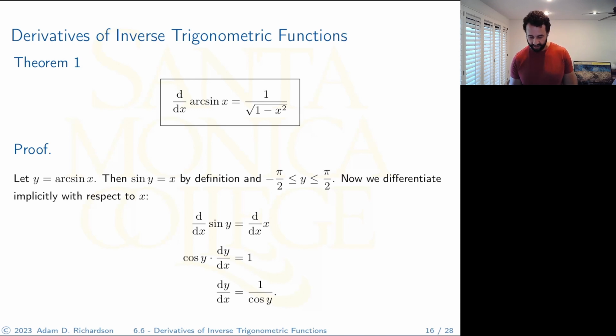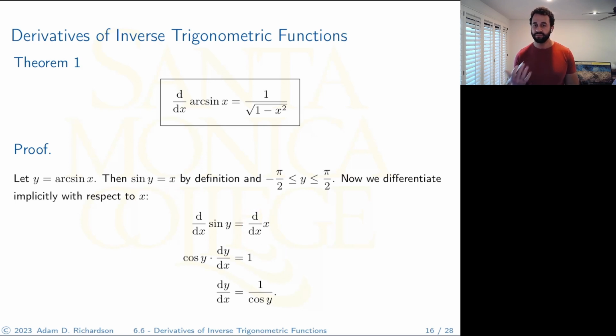And we also know that y is between negative pi over 2 and pi over 2 inclusive. And again, why do we know this? Specifically because we restricted the sine function to even be able to talk about an inverse sine function. So we know that whatever y is, it's got to be between negative pi over 2 and pi over 2 inclusive. And now we're going to use a good old technique from Calc 1. We're going to use implicit differentiation. So we're going to differentiate sine of y with respect to x. And we're going to differentiate the other side of this equation with respect to x.